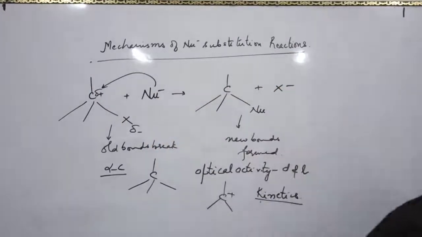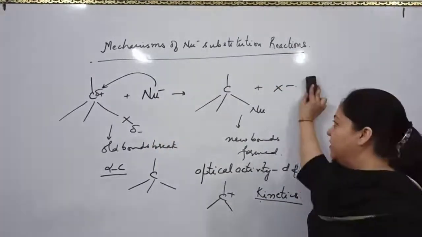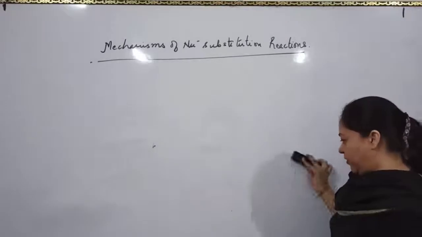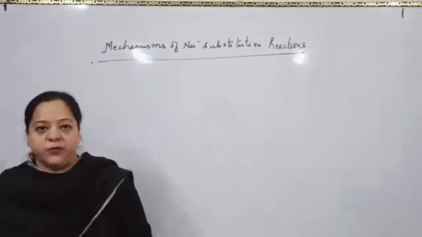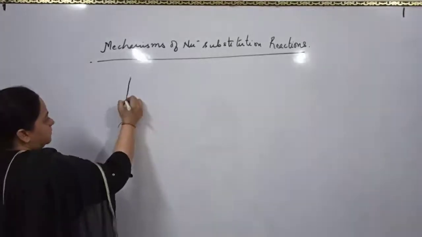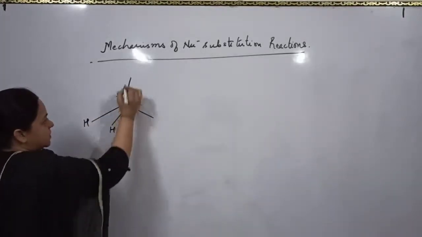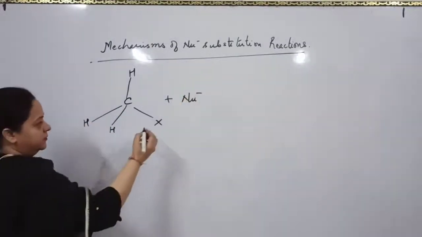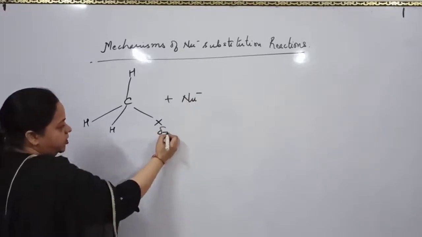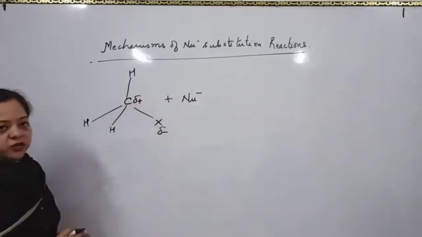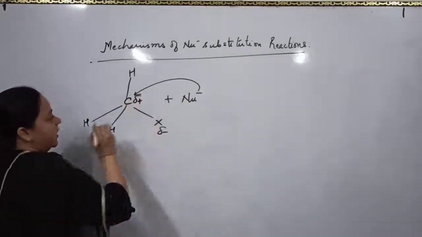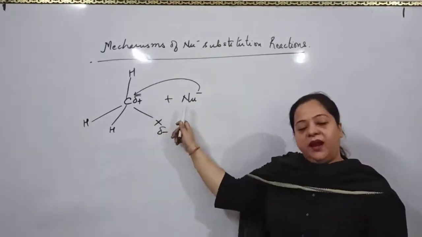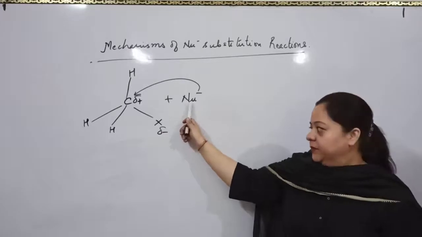Now starting with an example of the simplest alkyl halide, that is methyl halide, in which the alpha carbon is tetrahedrally surrounded by 4 groups, 3 H atoms and 1 halogen, and it is attacked upon by the nucleophile. This is the center of negative charge, partial negative charge on halogen, partial positive charge on carbon, and the nucleophilic attack on this carbon. Now in this case, the bond breaking and bond formation take place simultaneously.